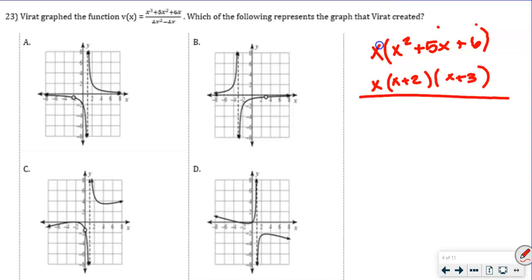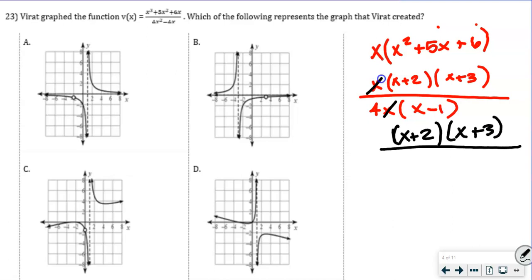And then our denominator, we can factor out a 4x out of 4x squared minus 4x, so 4x. So that's going to be an x minus 1. So I noticed that we have an x in the numerator and the denominator. So those are going to cancel out. So that's going to leave me with an x plus 2 and an x plus 3 over our 4 times our x minus 1.